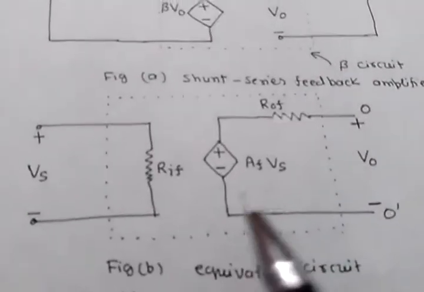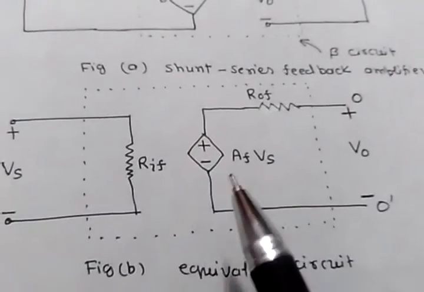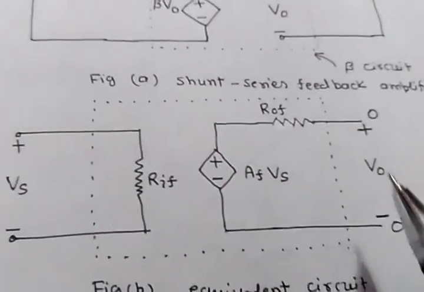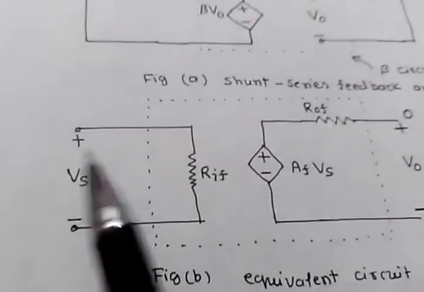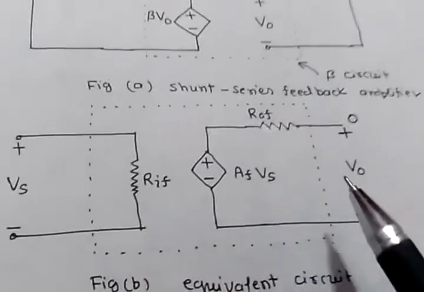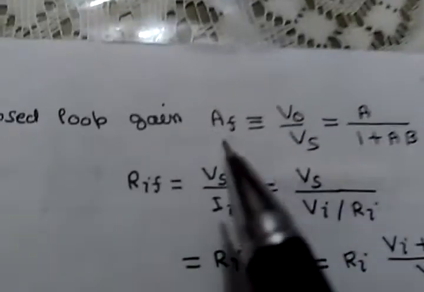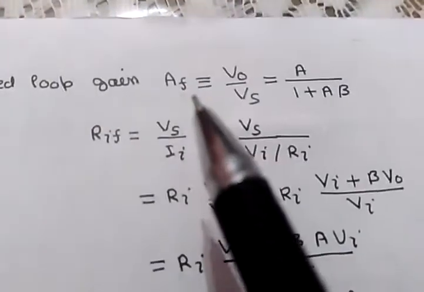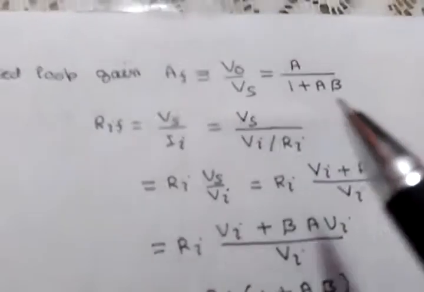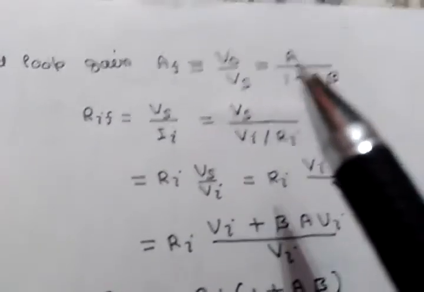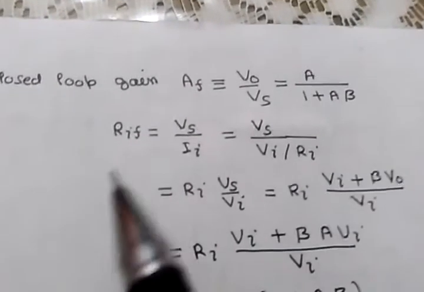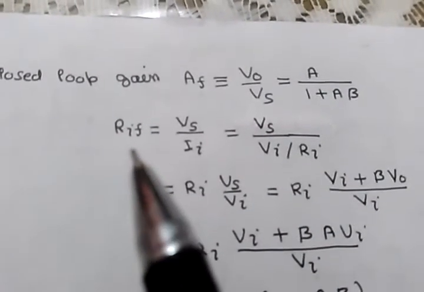From this equivalent circuit, we can say the gain with feedback AF is equal to the output voltage Vo divided by source voltage Vs. AF equals Vo upon Vs. We already know closed loop gain or gain with feedback is equal to A upon 1 plus A into beta. A is the gain without feedback and beta is the feedback factor. Now we will find the expression for the input resistance with feedback.